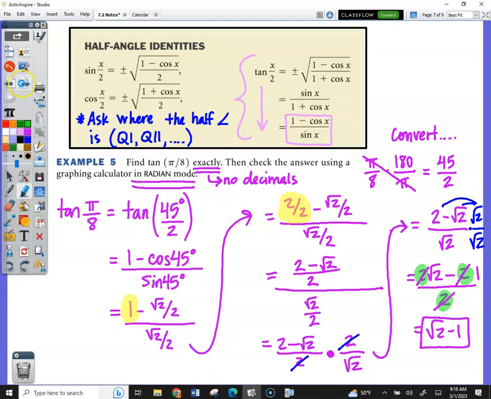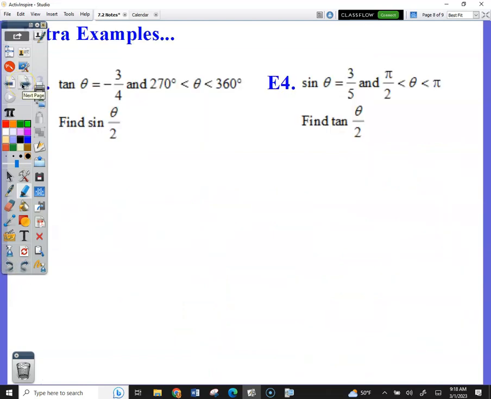Let's practice 2 more. They're not as intense. All right. Look at the first one, E3. It says tan of theta is negative 3 over 4. Then it says theta's in between 270 and 360. Then it says find sine of the half angle. Okay, so this is saying I'm in what quadrant? Quadrant 4.